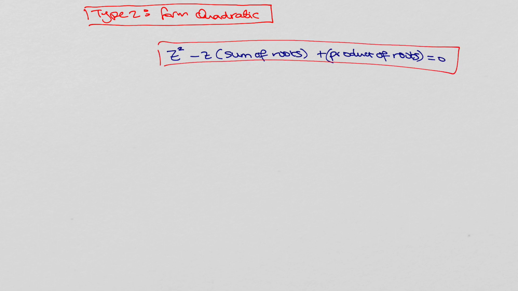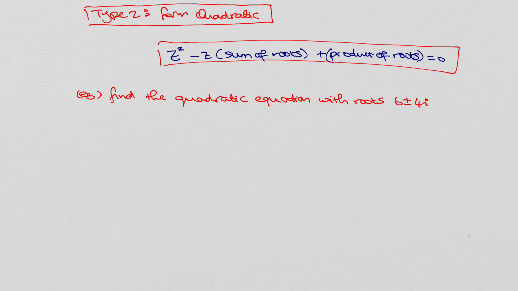So that means if I know my two roots, then I can simply sub them in and I'll have my quadratic. So say, for instance, here, if I have two roots, 6 plus 4i and 6 minus 4i, I can see it's a conjugate pair. So that means that when I form my quadratic, there will be no i terms in my quadratic. So I say z squared minus z times the sum of the roots. Well, the roots are 6 plus 4i and 6 minus 4i. So I add the two together.